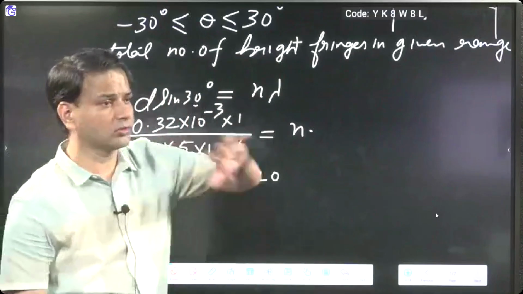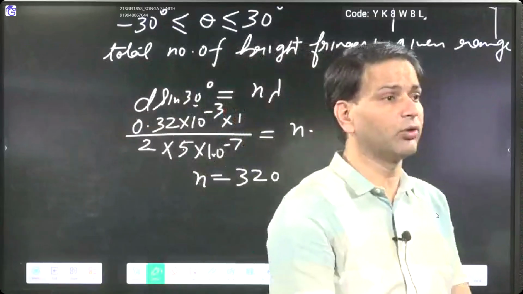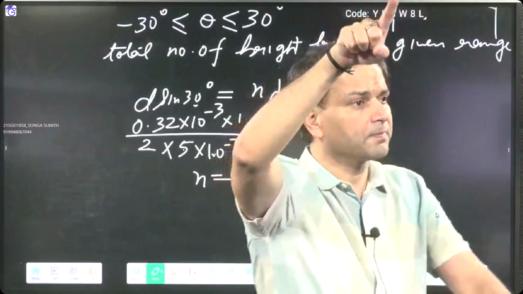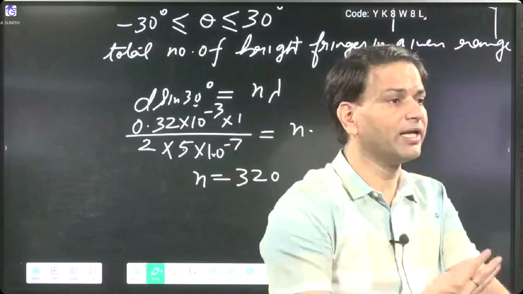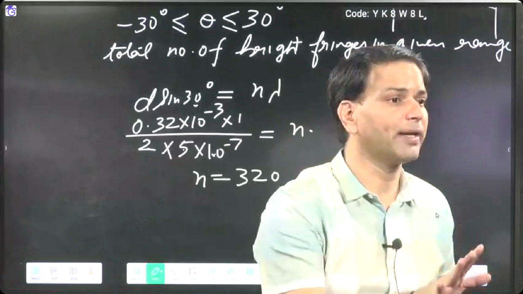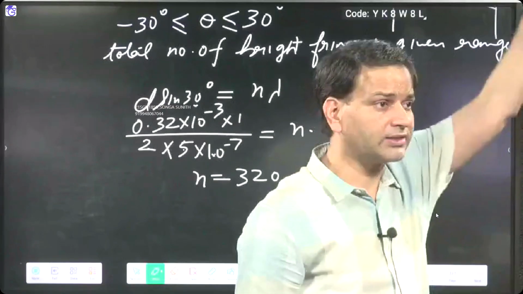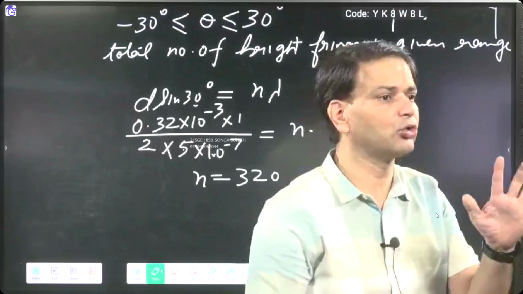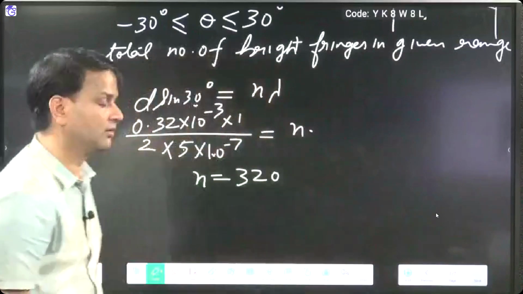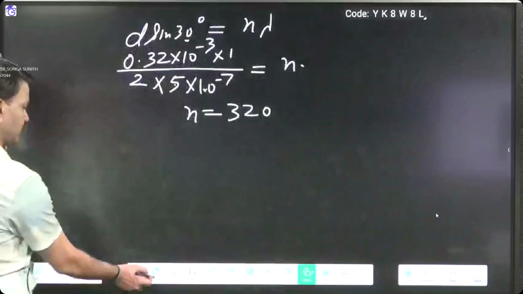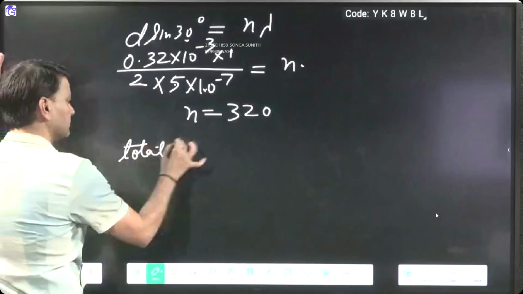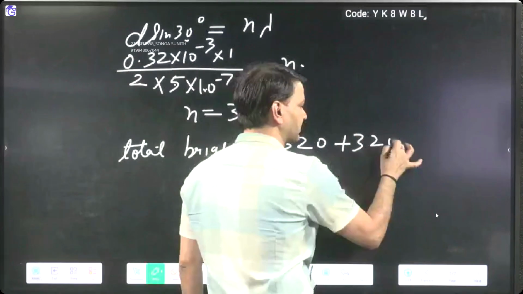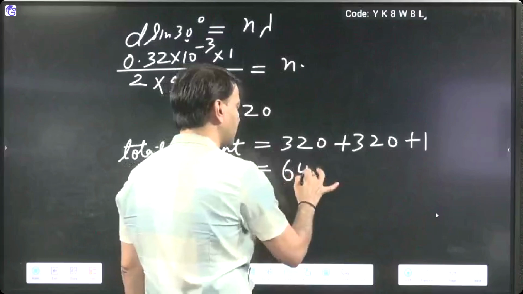Now suppose directly here I am getting an integer, n value I got 320. It means at that 30 degree angle, the 320th bright fringe I will have. Then how many total number of maxima will I get? 641. Why? This side 320, below the bisector also 320, and one central maxima. So 320 above the bisector, 320 below the bisector, plus one central maxima. Then you will get 641.